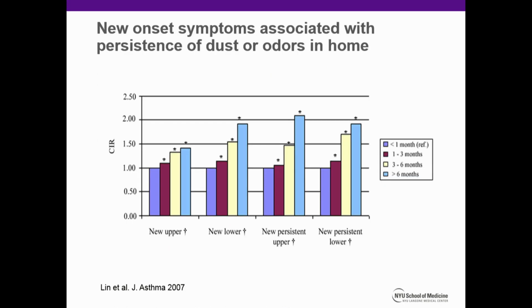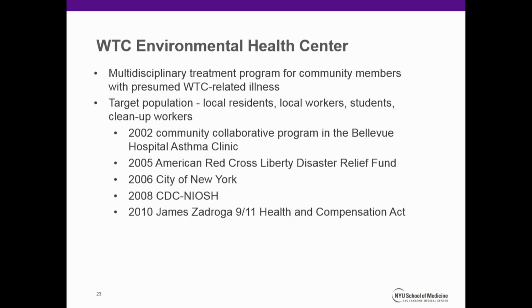This was from our first study, where we showed that new onset symptoms were associated with the persistence of dust or odors in the home. You can see new upper, new lower, new persistent upper, and new persistent lower, that is at the time of the study, were all associated with dust or odors in the home.